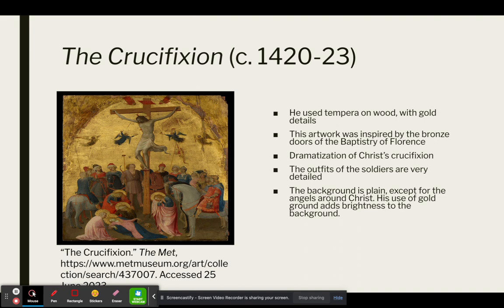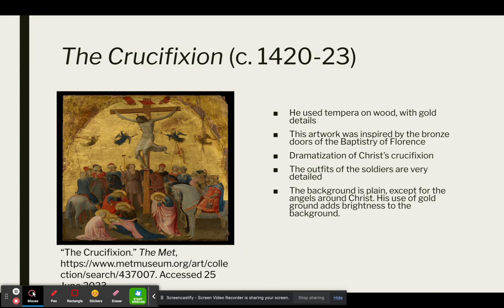The Crucifixion was one of his most well-known works. He used tempera on wood with gold details. This artwork was inspired by the bronze doors of the baptistry of Florence. He is depicting a dramatization of Christ's crucifixion. As we can see, the Virgin is collapsed on the floor, presumably in grief over Christ's crucifixion.